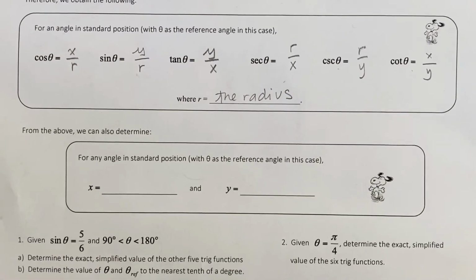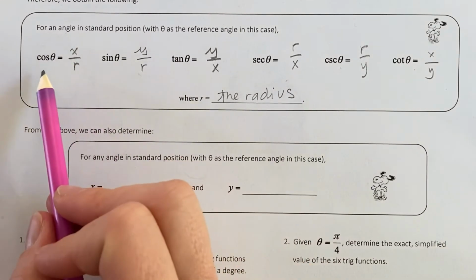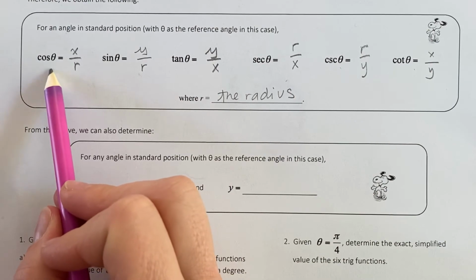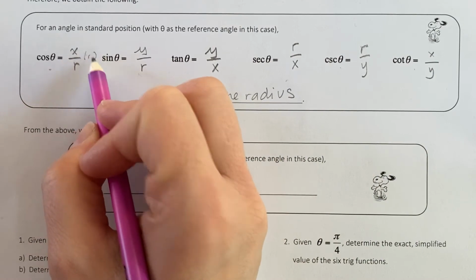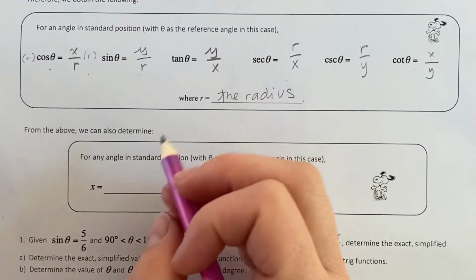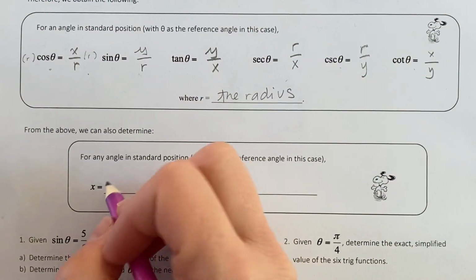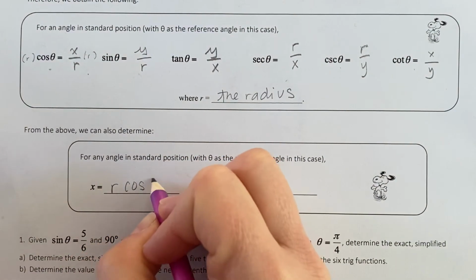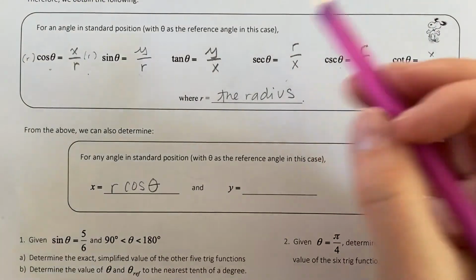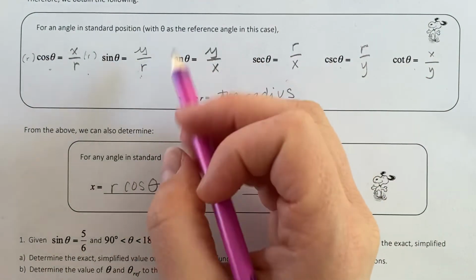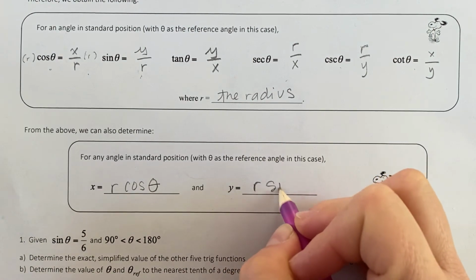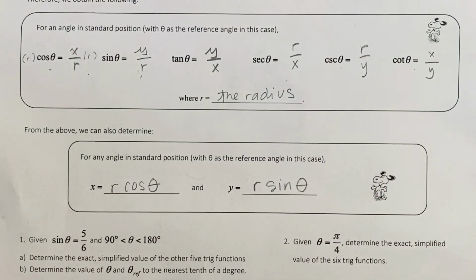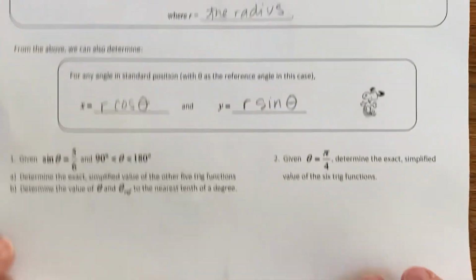Now, from this idea, the cosine of theta is x over r. Well, we could solve for x. We could multiply both sides by r, by the radius, and get x is r times the cosine of theta. And similarly, do the same thing here, multiply both sides by r, and get y is r times the sine of theta.